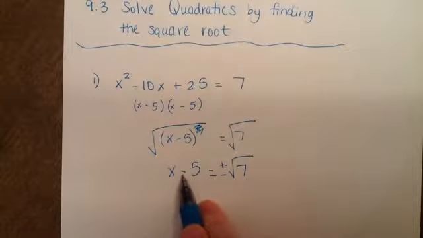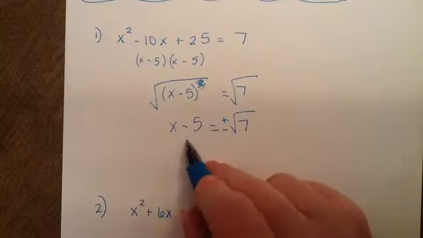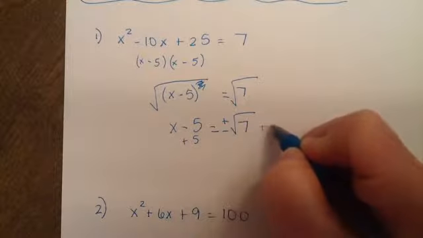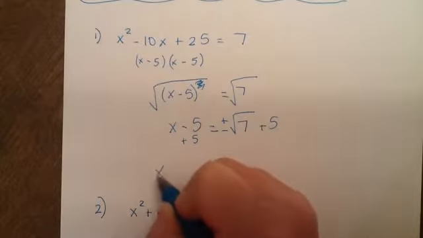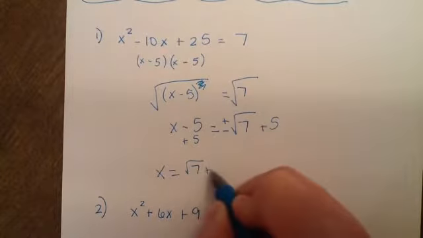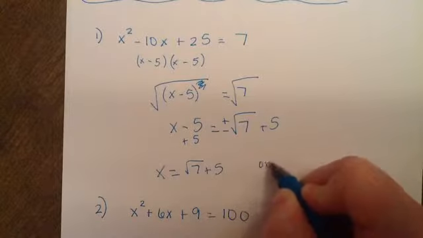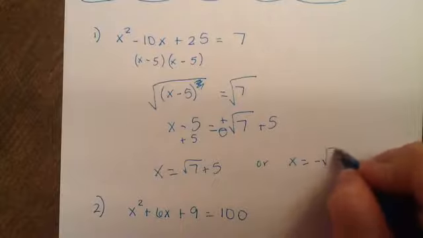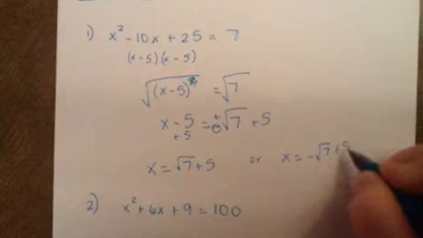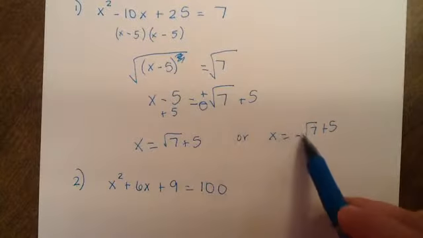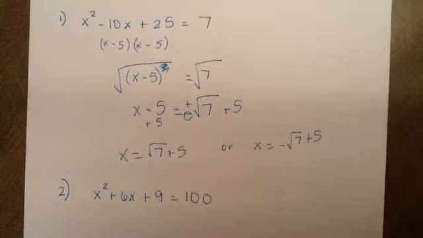So now when I go ahead and solve, I need to get rid of a minus 5. And how do you get rid of a minus 5? Add 5. So x is going to equal positive root 7 plus 5. Or x can equal negative root 7 plus 5. Square root can be a positive or square root can be negative. At this point, you can enter both of these in on your calculator.